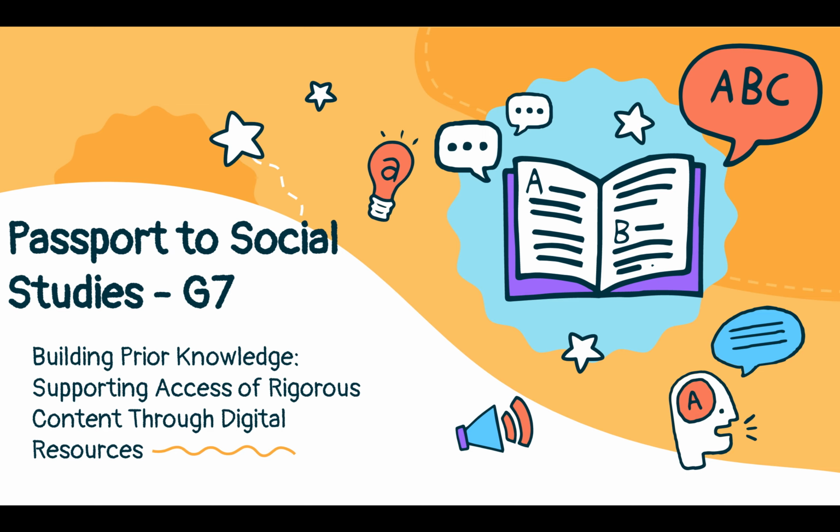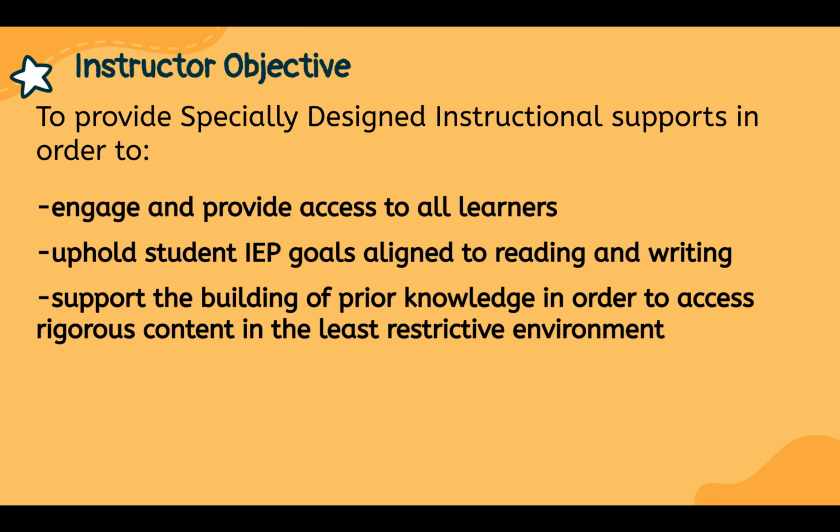Today we're going to be looking at how we can use digital resources in order to support our students' access of rigorous content and building prior knowledge. This video is aligned to the grade 7 curriculum in Passport to Social Studies. In this video, we'll be using SDI and digital resources in order to allow the instructor to engage and provide access to all learners, uphold student IEP goals aligned to reading and writing, and support the building of prior knowledge in order to access rigorous content in the least restrictive environment.